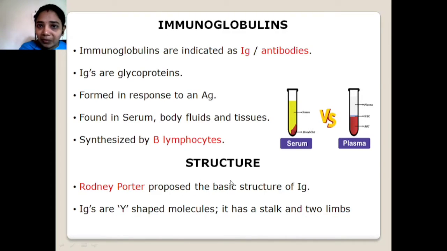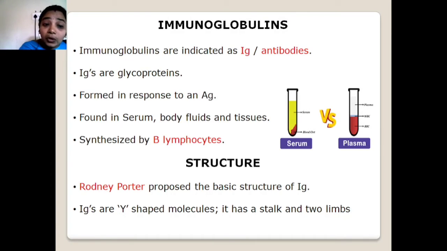Next, structure of immunoglobulin. The basic structure of immunoglobulin was proposed by Rodney Porter. How to remember this name? Just see Rod. In the word immunoglobulin, the first letter is I, and it looks like a rod, right? Like that, Rodney Porter proposed the basic structure of immunoglobulin.